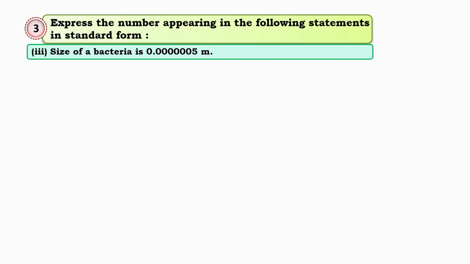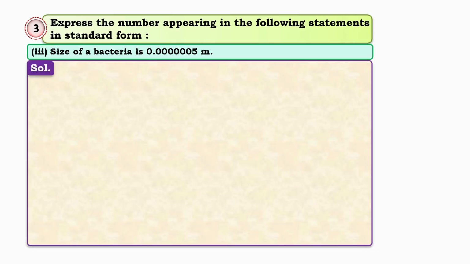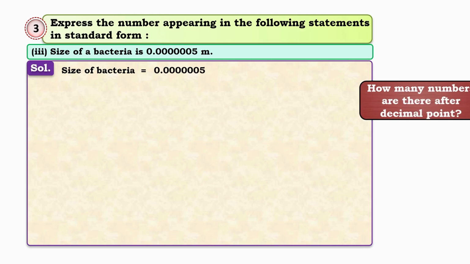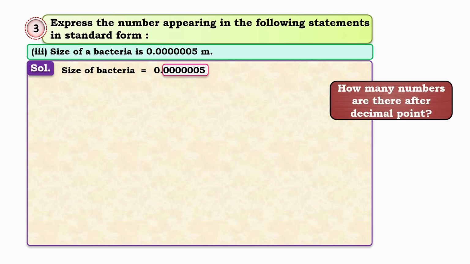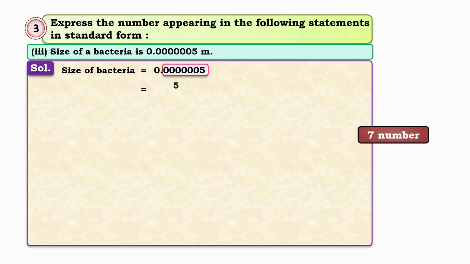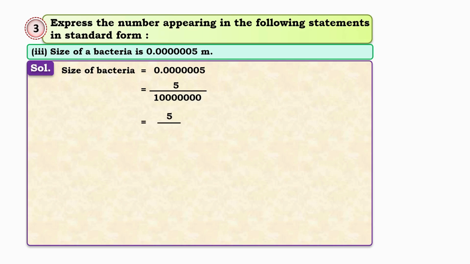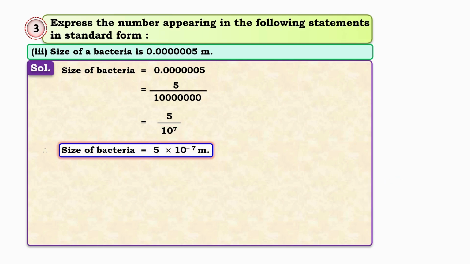Now next question. Size of a bacteria is given, now you have to find it in the standard form. First we need to count the total numbers after the decimal point. There are 7 numbers. So it will be 10 to the power 7 in the denominator. So the size of the bacteria is 5 into 10 to the power minus 7 meter. So this is the final answer.